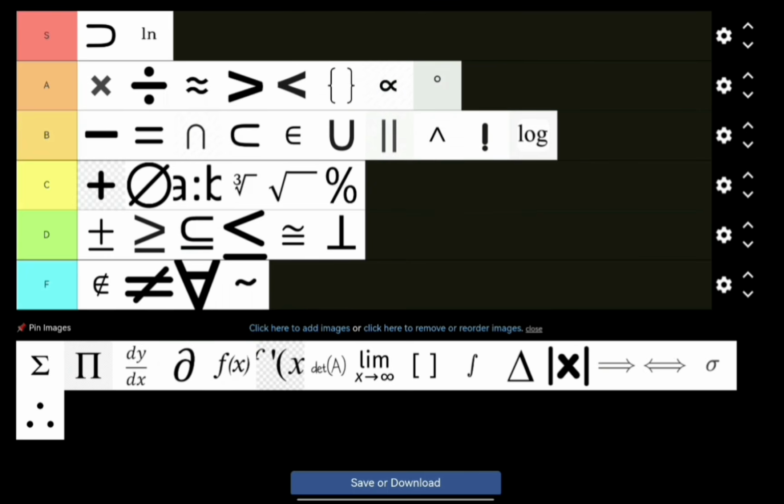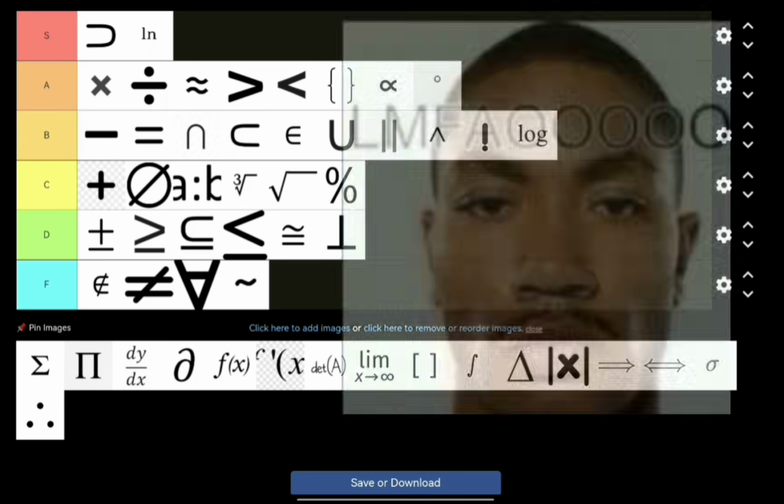I'm gonna make a joke, right? Why do mathematicians stay in the forest for so long? Because it has a lot of natural logs. Haha, haha.